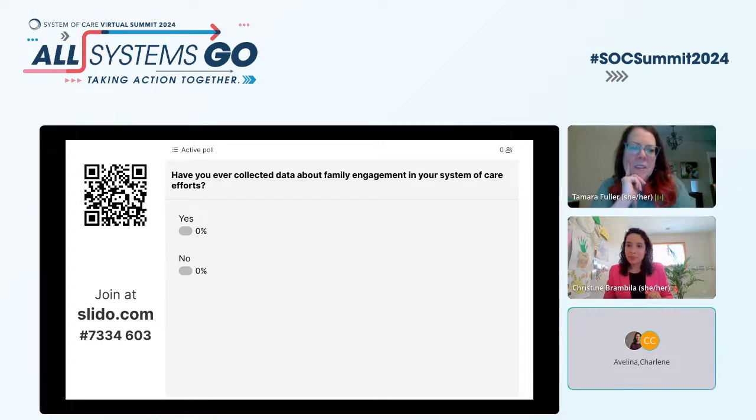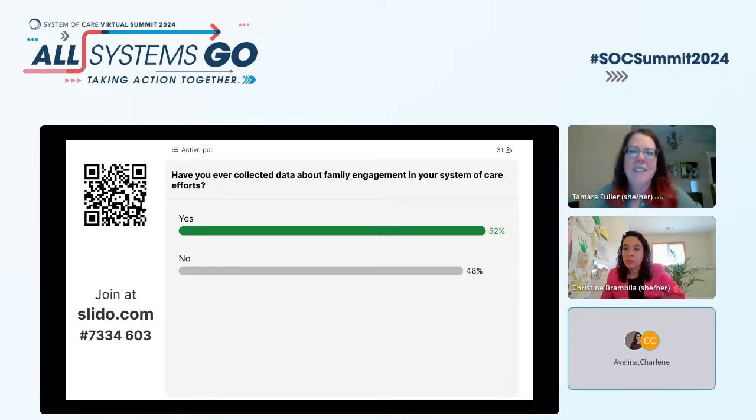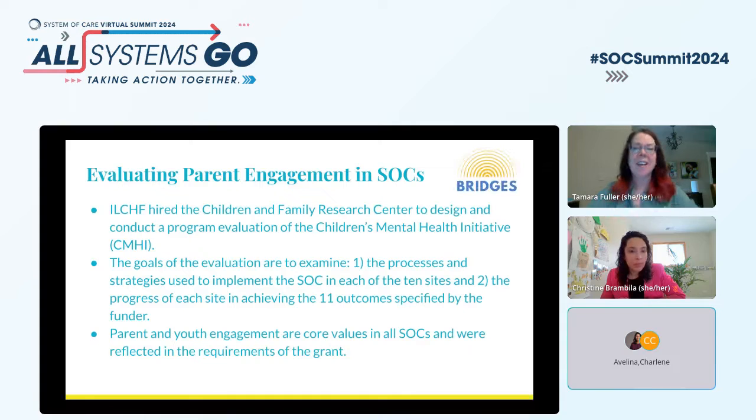Okay, we have another poll that we would love for you to answer if you can. We're interested in just finding out if your organization has ever collected data about family engagement in your system of care efforts, because I'm going to talk a little bit about the data that we've collected as part of the evaluation for the CMHI initiatives. We just wanted to get a sense of if you've tried to do this, because it's not easy. It's a complex thing to gather data on. So it looks like about roughly half have collected some data on family engagement. Okay. I have a lot of information to tell you about our evaluation findings.